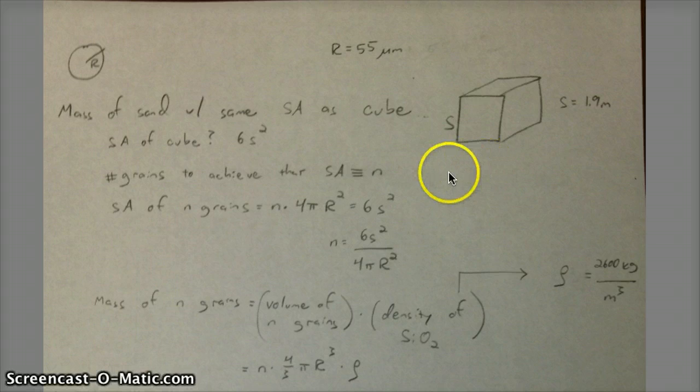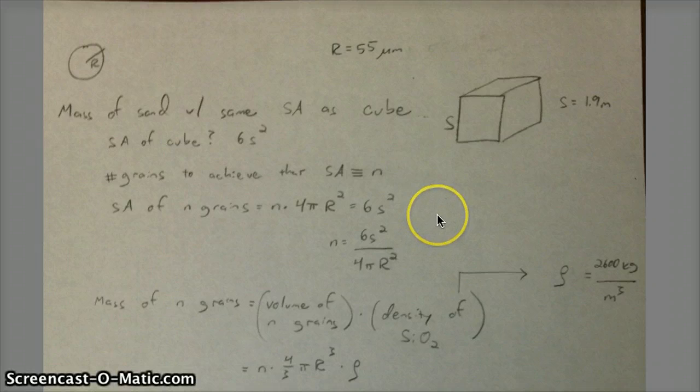If you have n grains of sand and they have the same surface area as the cube, then n times the surface area of each grain of sand is equal to the total surface area of the cube. Each grain of sand has a surface area of 4 pi r squared. So n times 4 pi r squared is 6s squared. Solving for n, n is 6s squared over 4 pi r squared.